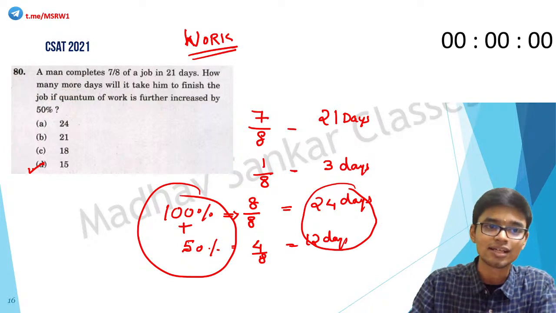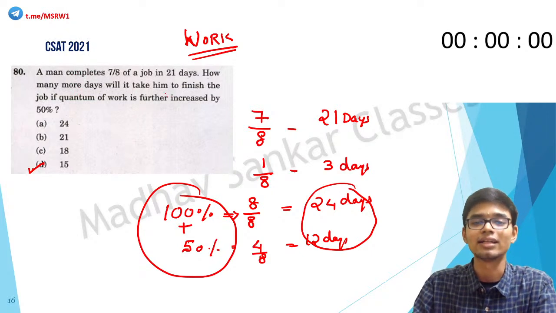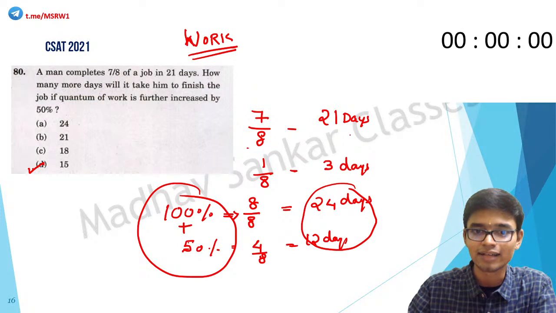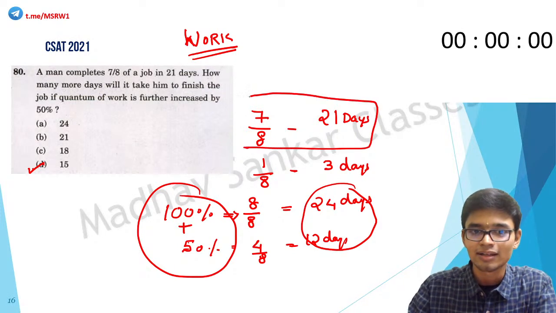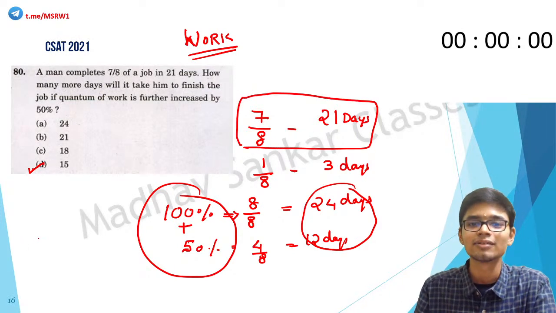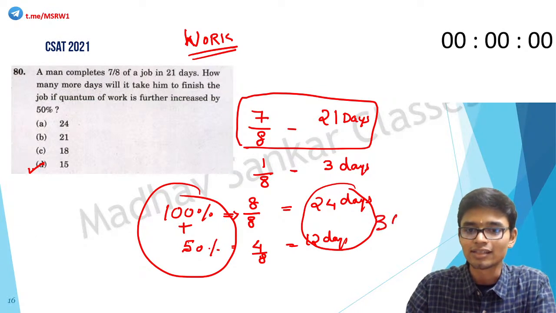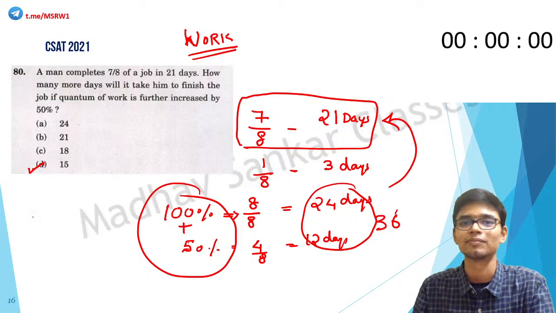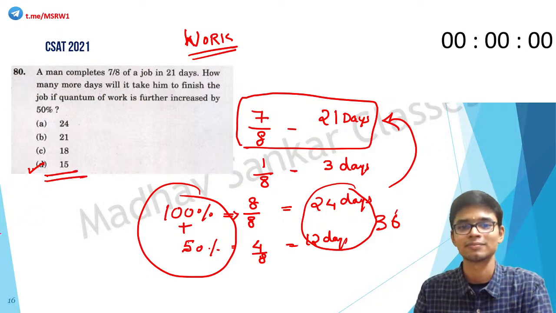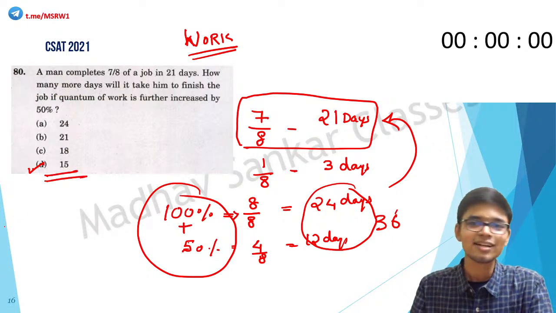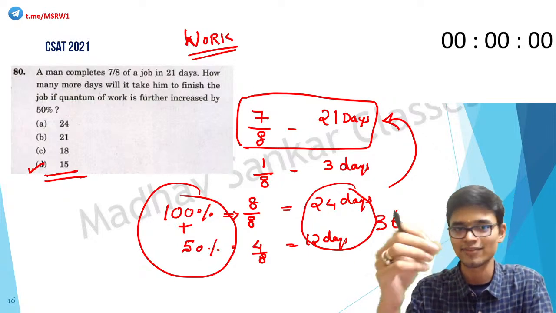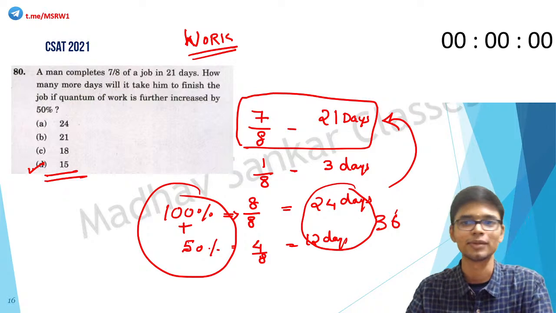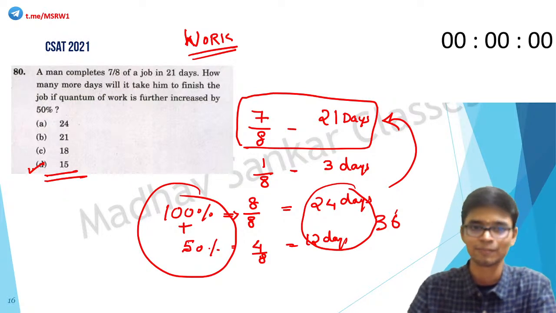But the question is asking, how many more days will it take him to finish it? How many more days means already this many days are completed. So how many more days will he take? That is 36 minus 21. That is 15. Clear? Don't worry if you did not understand. It's a very simple problem. We will do more and more of this in the upcoming classes, and at that time you will understand that.